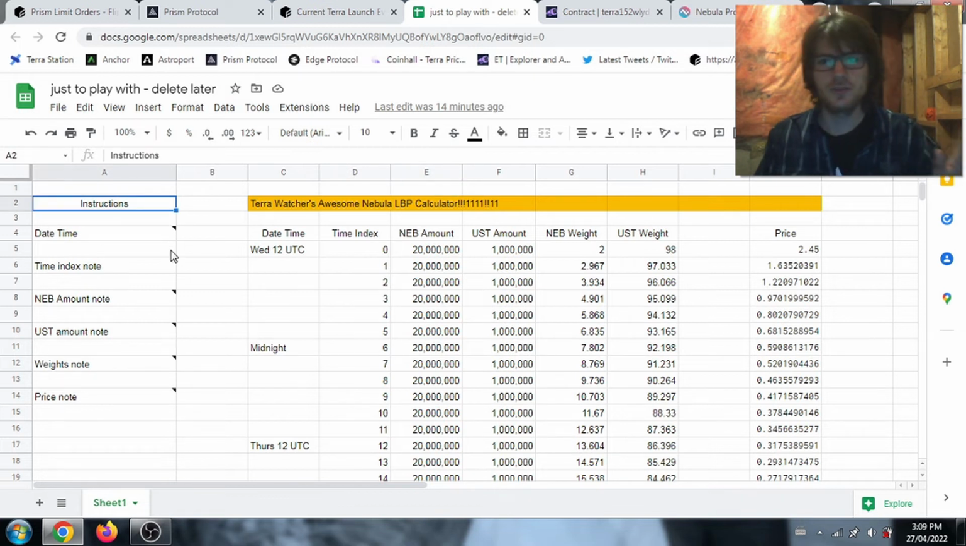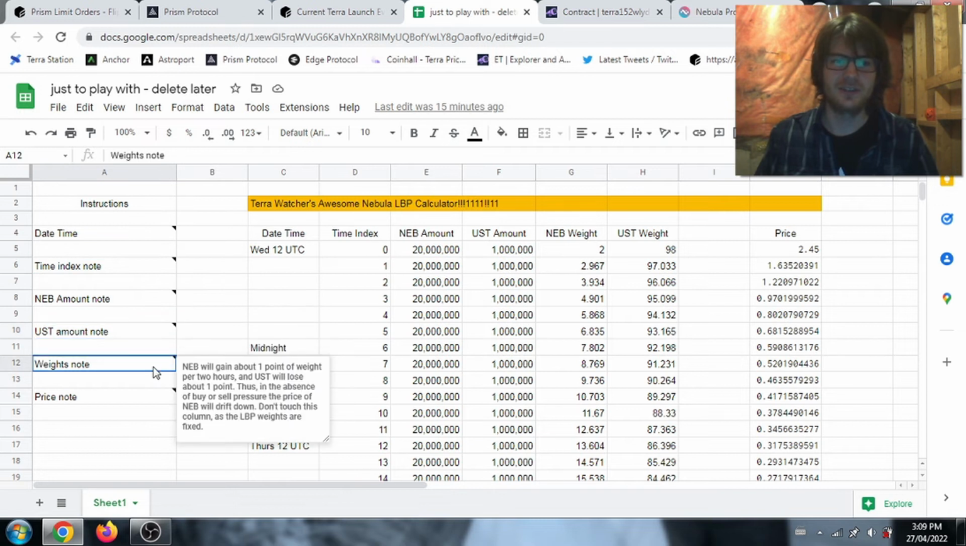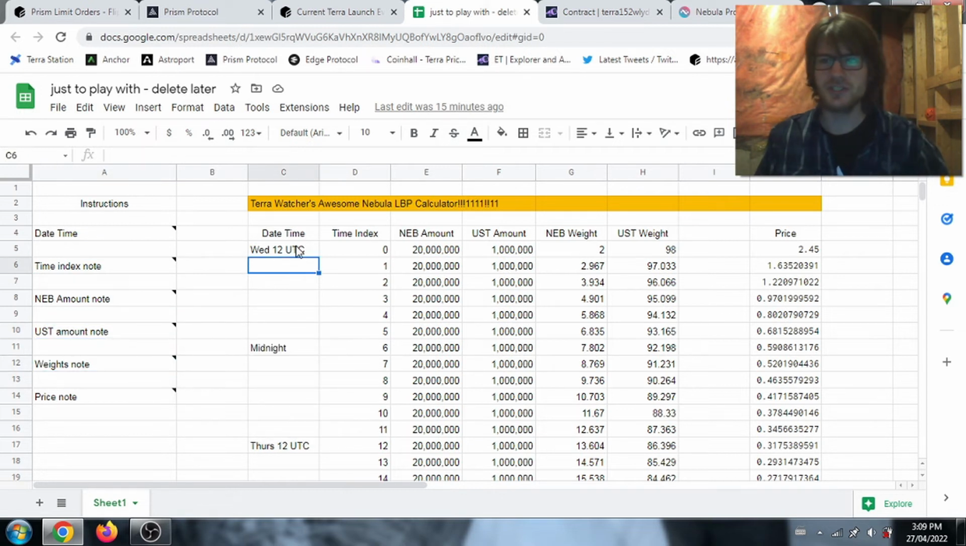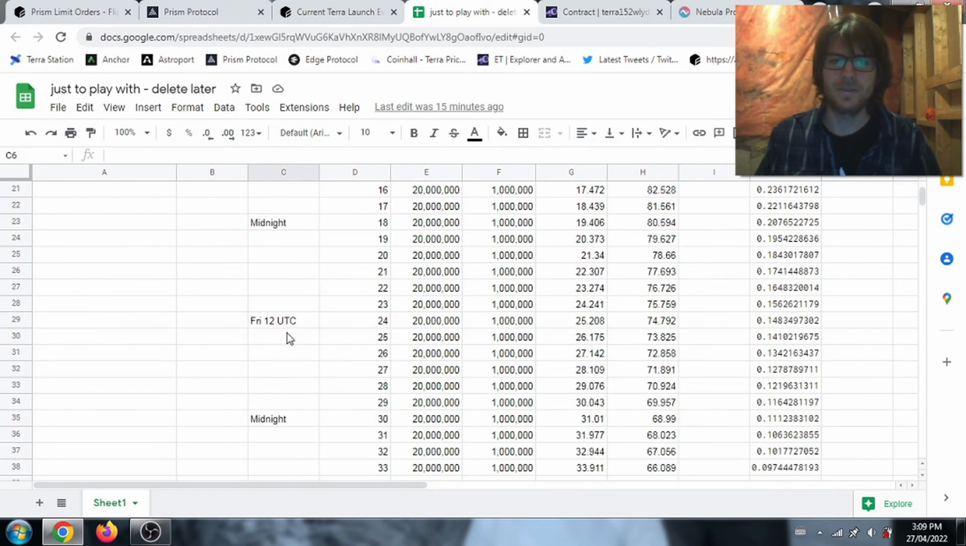First of all, if you want to use this by yourself, I've written instructions for you. You can click on these. These are your instructions. I'll just explain it to you though. So the LBP period is going to be 5 days. I've got the calendar dates right here in this column.